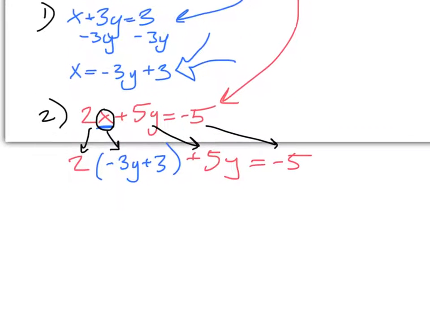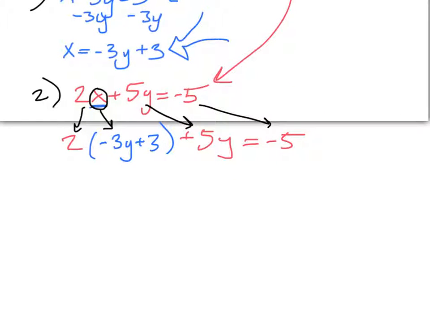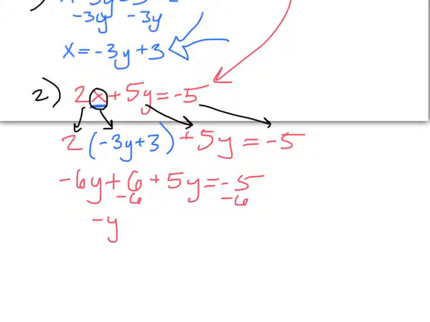So let's continue to solve for this. You distribute, so you get negative 6y plus 6, since 2 times 3 is 6. Plus 5y equals negative 5. And if you keep going, negative 6y plus the 5y is going to be negative y. Then you subtract the 6 from both sides, and you get negative 11.